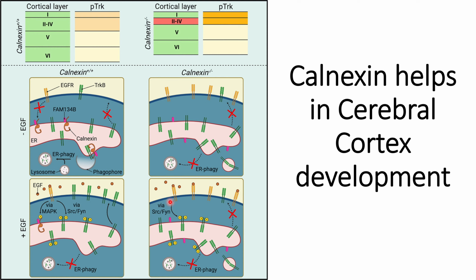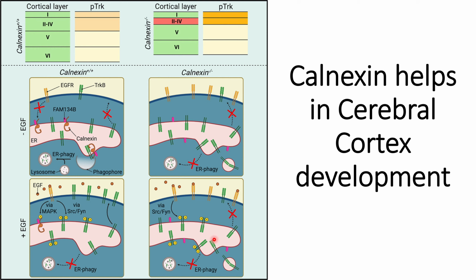So in the case where EGF is present, however there is no Calnexin, what will happen? EGF will trigger the phosphorylation of TrkB to express or translocate the TrkB to the cell surface receptors.